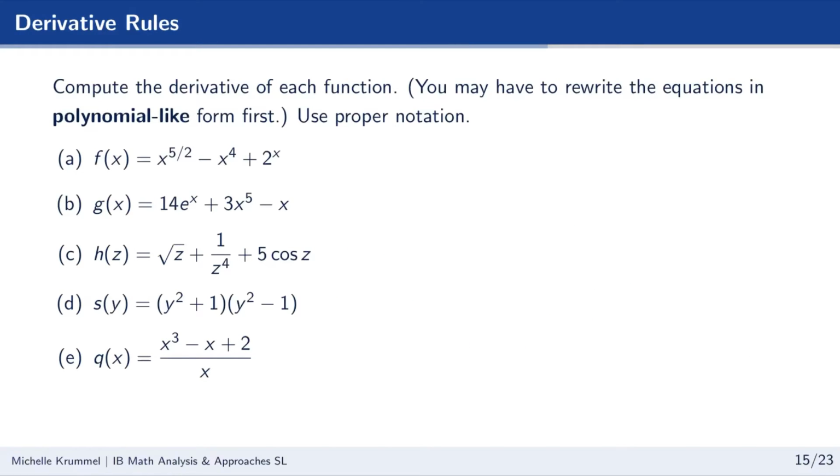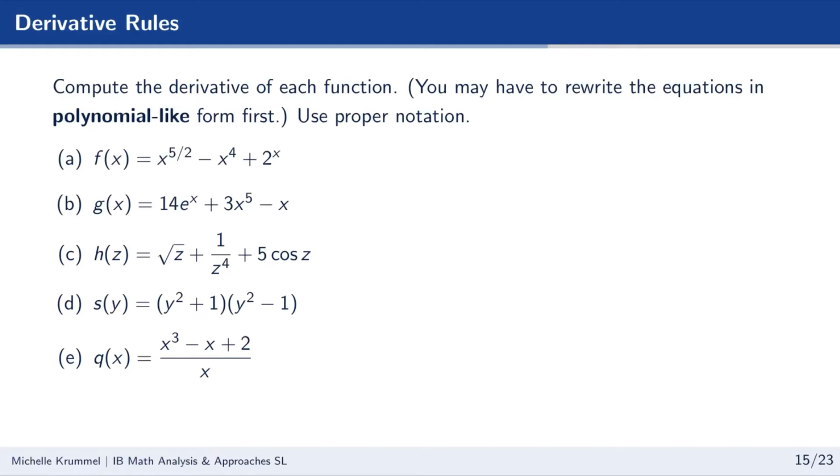For these next examples, we might have to do a little work algebraically to get the equations into a form where we can use one of these derivative rules that we've learned. For the first example, f equals x to the power 5 over 2 minus x to the power 4 plus 2 to the power x. That's already in a good form.